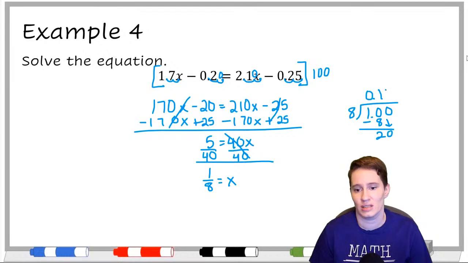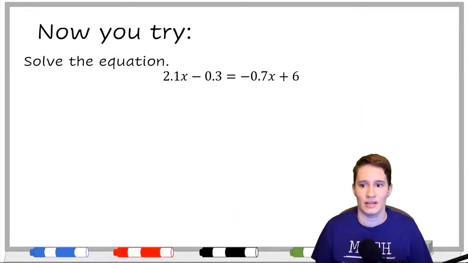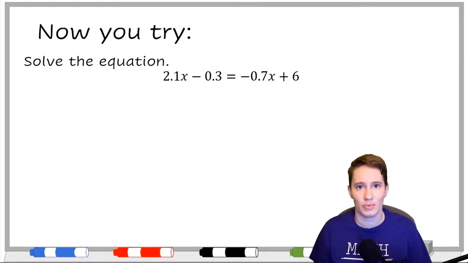8 goes into 20 twice, minus 16. And if you're worried this is going to go on forever, 8 into 40 goes in 5 times. So our answer is 0.125. All right, now you try. So pause the video, see how far you get, start it back up when you're stuck or when you've got an answer starting now.